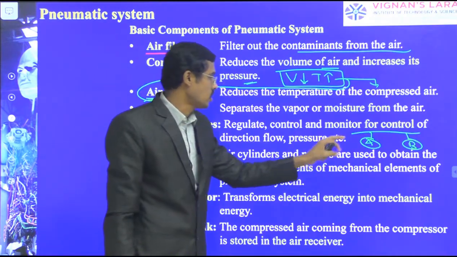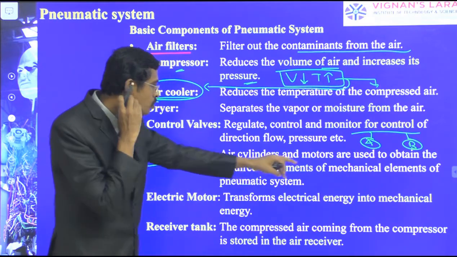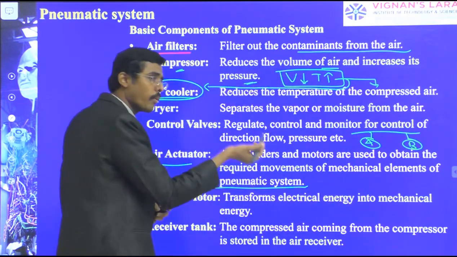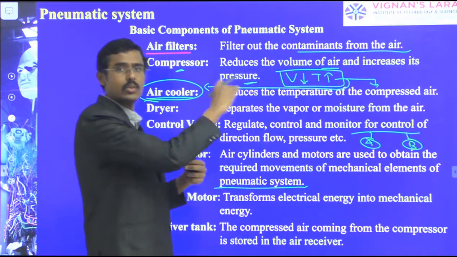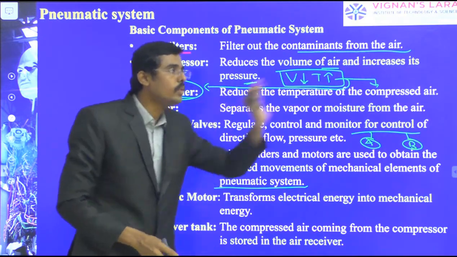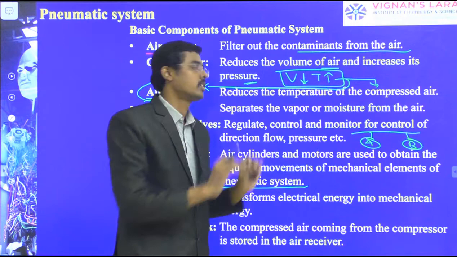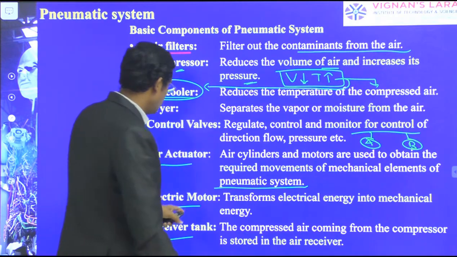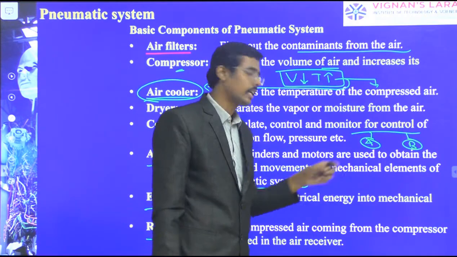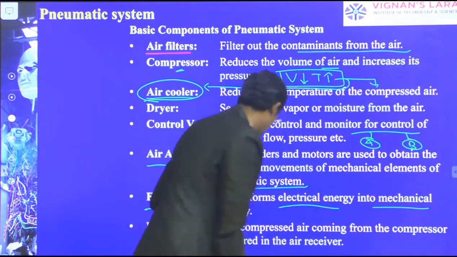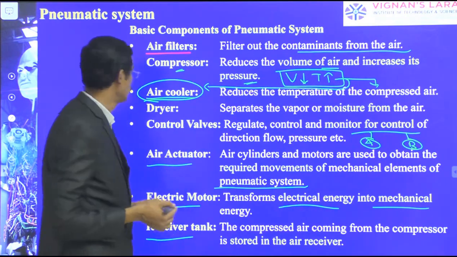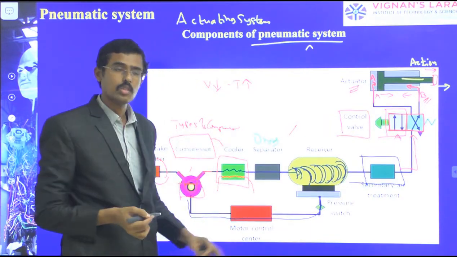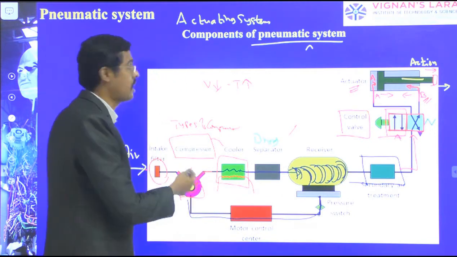Air cylinders and motors are used to obtain the required movement of mechanical elements of the pneumatic system. So it is the object which receives the pneumatic pressure and performs the function of movement, of actuation. Then we additionally have the electric motor and reservoir tanks. The electric motor transforms electrical energy to mechanical energy. Here we have motor control, maybe to rotate the compressors, and the reservoir is there for safety purposes.